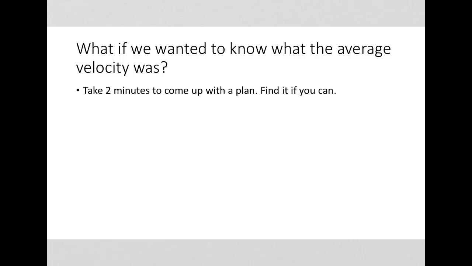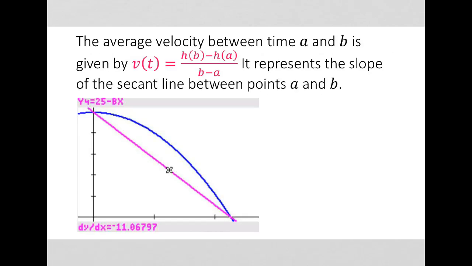So now the question is, what if we wanted to know what the average velocity was during the fall of that object? How could you do it? Well, think about how you normally would do the average of something. It's not quite going to work like that. So think back to what we've done with secant lines.